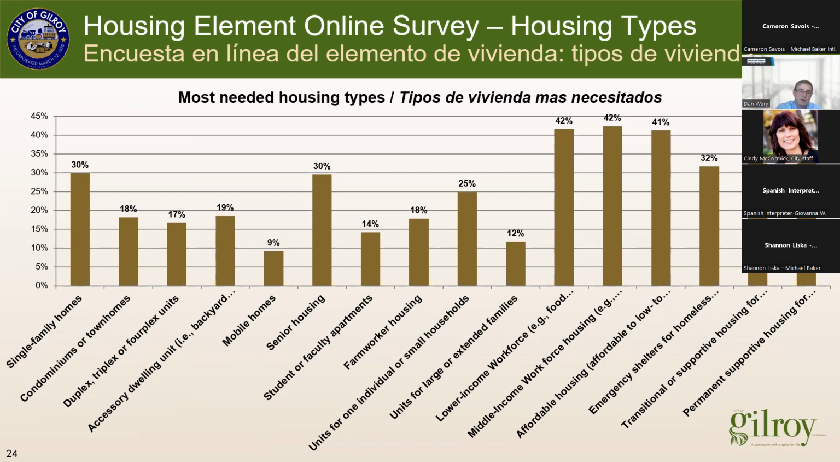Close behind those in 4th and 5th were transitional and supportive housing, and housing for homelessness. So makes sense. Basically, the people with the greatest needs are the lower income households, kind of from low, medium, and moderate. But we did see on this chart 12% for units for larger extended families. That bar was much higher in the Spanish surveys that just came in.